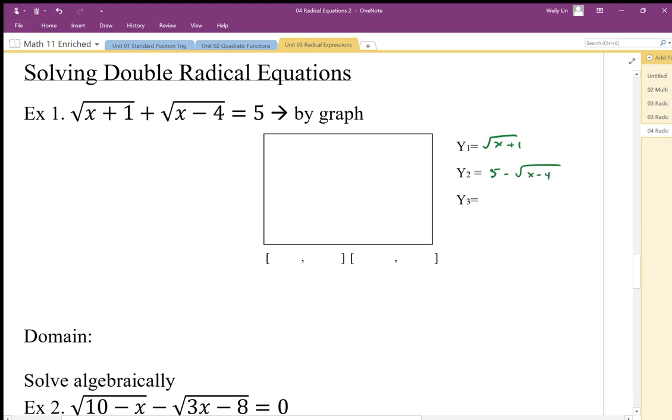So when we put these two equations into our graphs, square root x plus 1 and 5 minus square root x minus 4. Okay, so our graphs are going to look like this. So I'll just sketch in my axes. Okay, so we end up with a graph that starts at 1, kind of goes like that. Maybe I'll color code these.